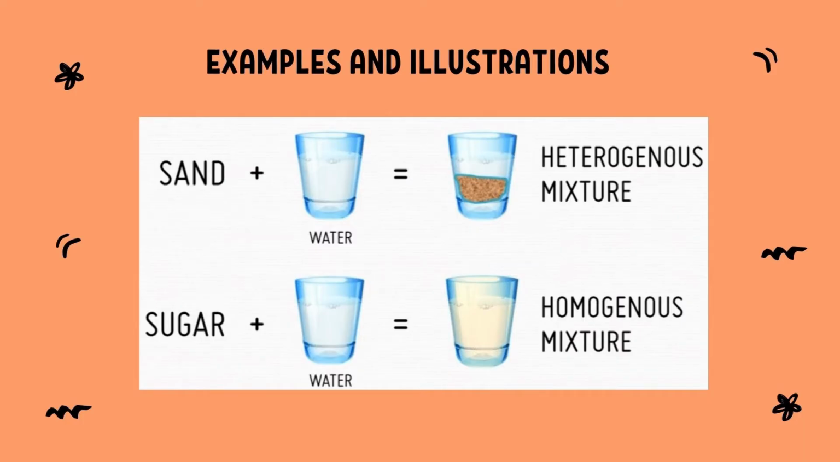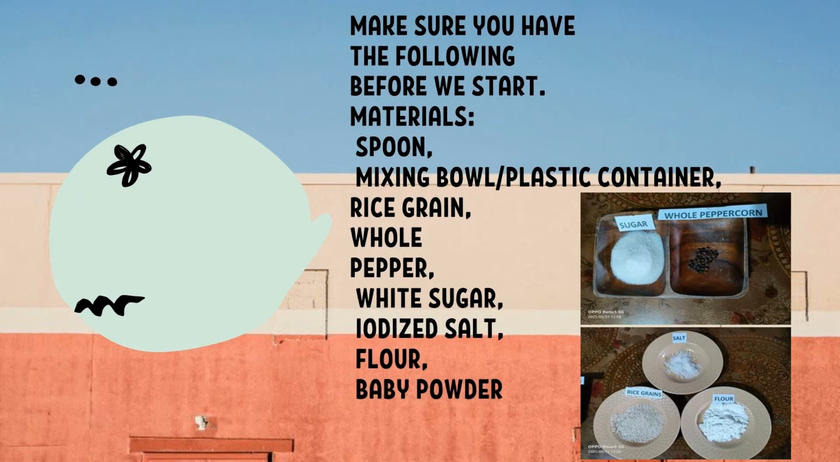Examples and illustrations. Sand and water is an example of a heterogeneous mixture, while sugar and water is an example of a homogeneous mixture. Our materials for this activity: spoon, mixing bowl or clear plastic container, sugar, whole peppercorn, salt, rice grain, and flour.